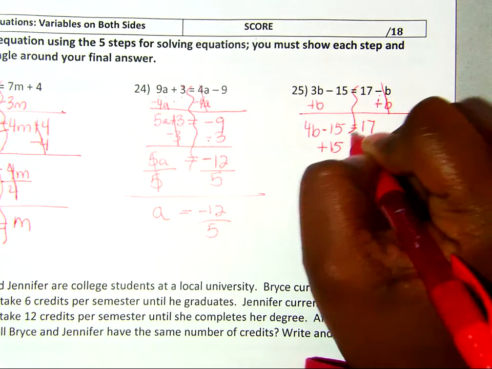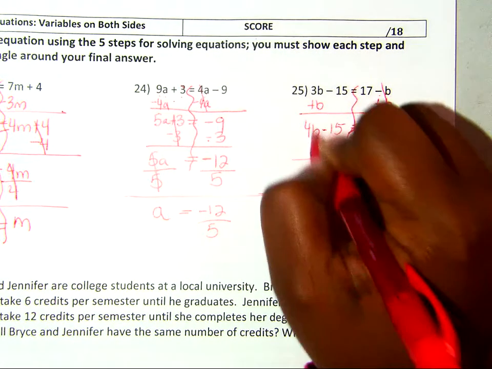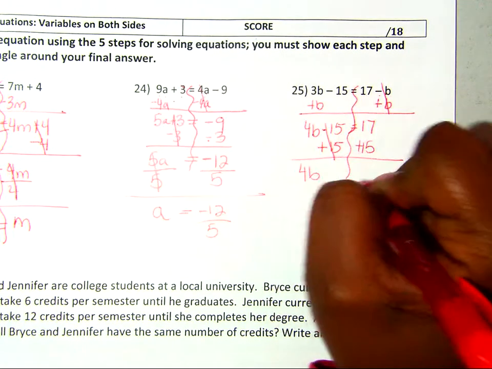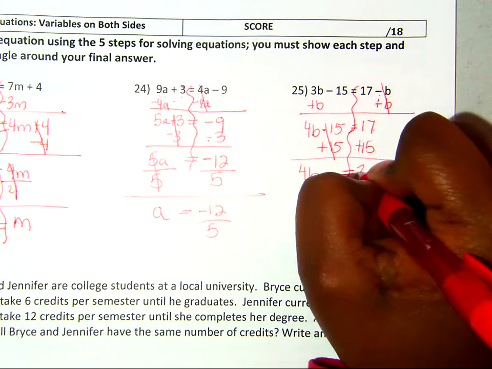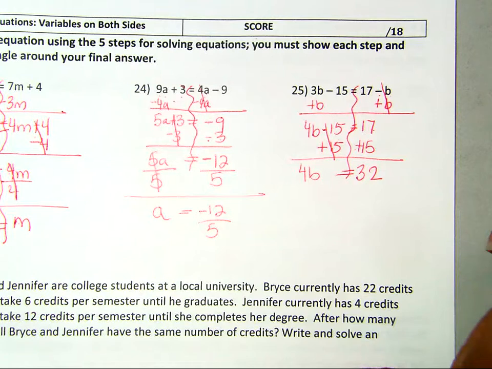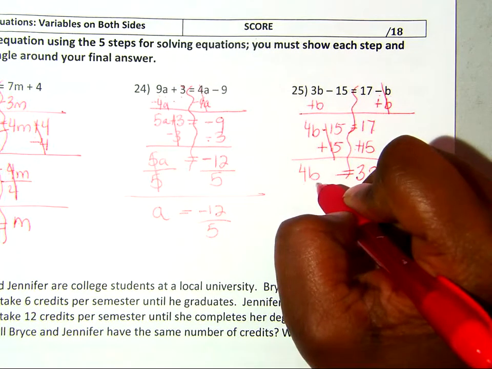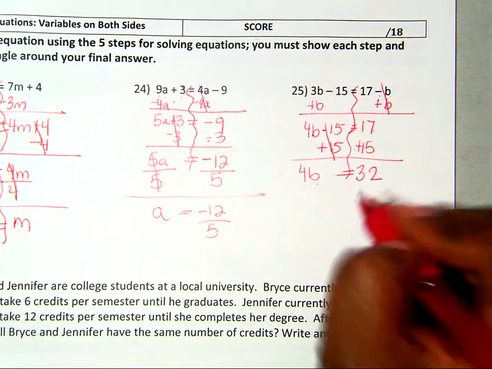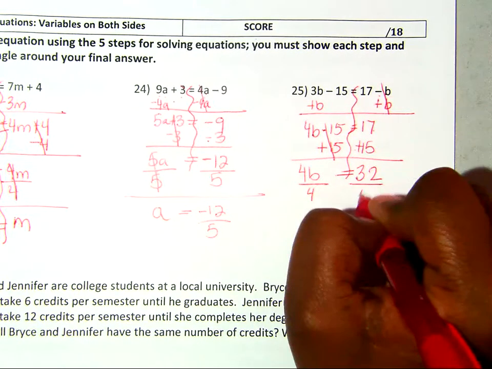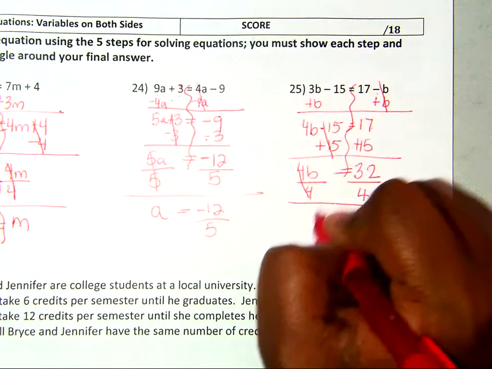4b, the 15s cancel. 17 plus 15 is 32. This is a multiplication problem. The opposite is division. I have to divide by the coefficient that's right there. So I'm going to divide both sides by 4. That cancels and leaves me with b equals 32 divided by 4, which is 8.